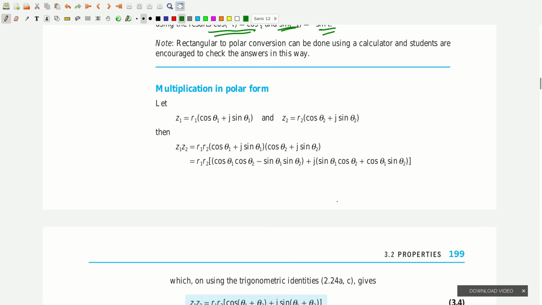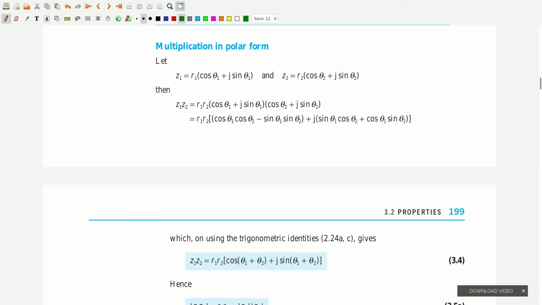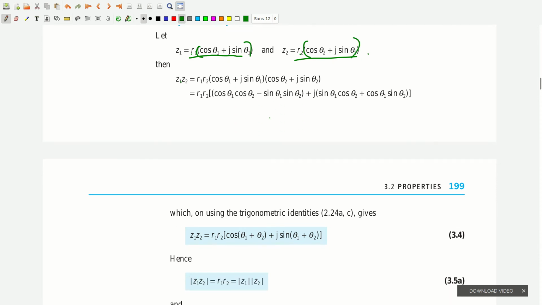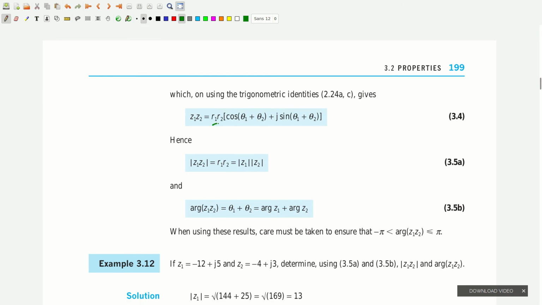So what else? Multiplication in polar form. We have z1 given as that, and then we have z2. We just multiply z1 times z2, which is going to be r1 times r2, then this times that, and you open the brackets and simplify, and this is what we come up with.